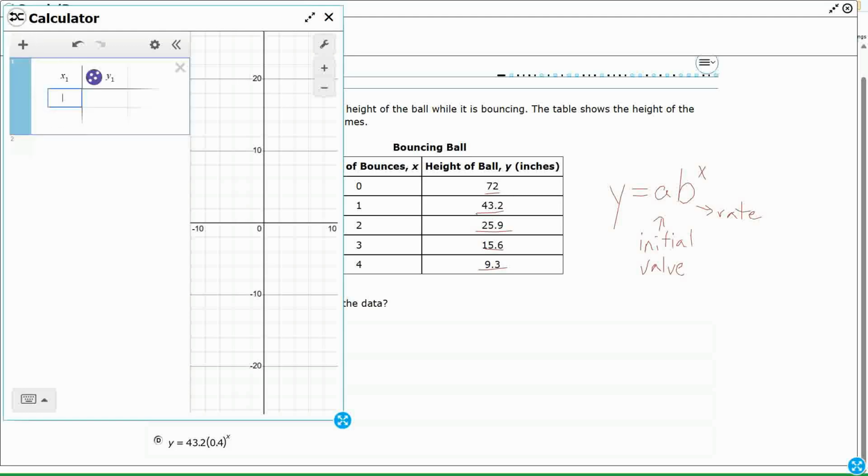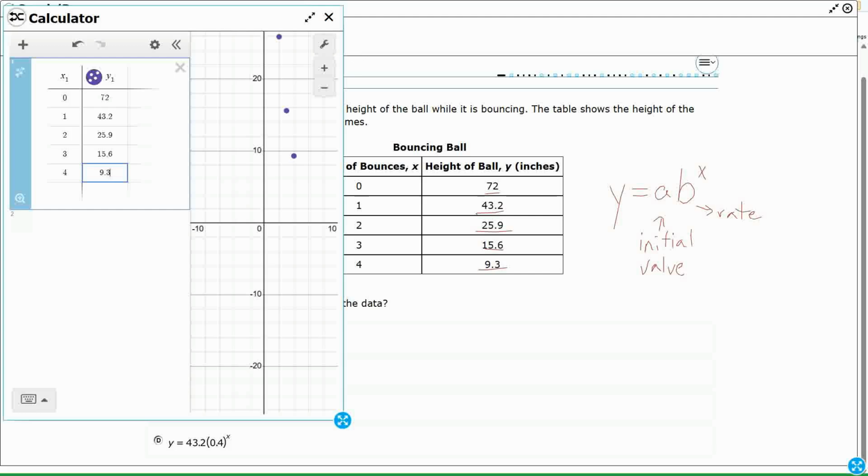And you notice they are labeled as x sub 1 and y sub 1. That's going to be important for us in just a moment. So you can either go side to side. I'm just going to go down 0, 1, 2, 3, 4. Then I'm going to go over to my y's. Now we want to make sure that we are typing these in exactly. So 43.2, if you mismatch these, obviously, you're going to have some errors. So 15.6, and then we've got 9.3.